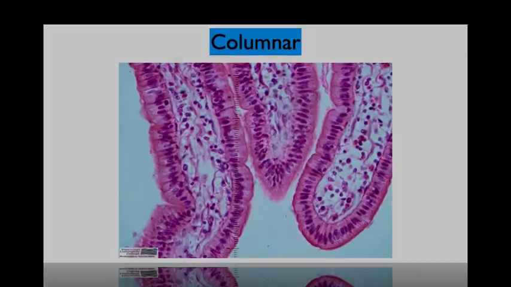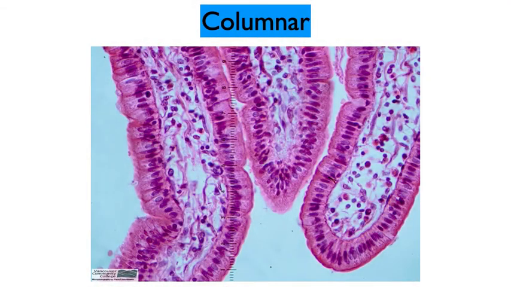A third type are columnar cells. Now these are elongated. Here it looks like probably we are viewing villi or microvilli in the small intestine. The cells are more elongated. You can see the nuclei are pretty prominent. So where absorption is really important, you're going to have columnar cells.